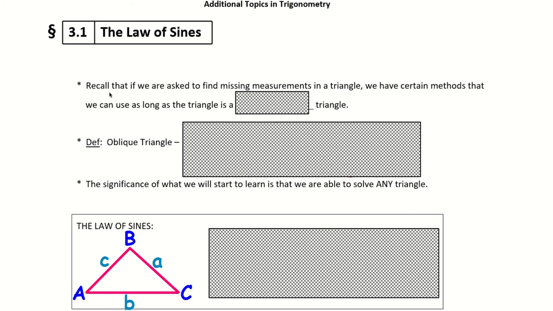Recall that if we are asked to find missing measurements in a triangle, we have certain methods that we can use as long as the triangle is a what kind of triangle? That's right, a right triangle. So we definitely have a lot of experience figuring out an unknown angle or an unknown side as long as the triangle is a right triangle.